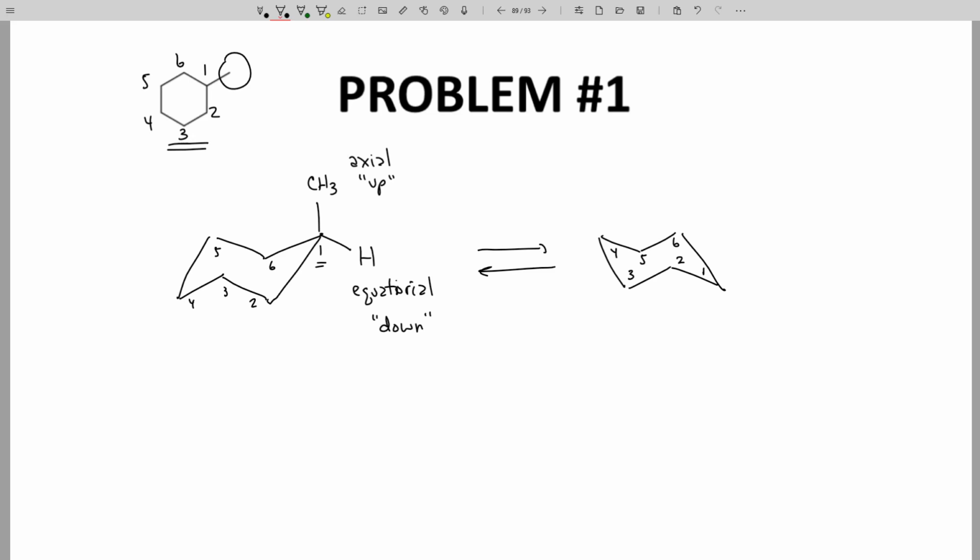So now carbon 1 has two groups off of it. One is going to be axial down. The other is equatorial up. The up group is still going to be the methyl group, so this is our CH3. This is now equatorial, still up. And now the hydrogen, which was down, is still down, but it's axial down instead of equatorial down. So here are our two chair representations.